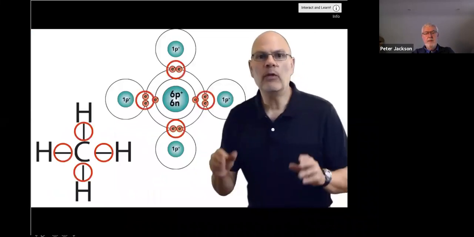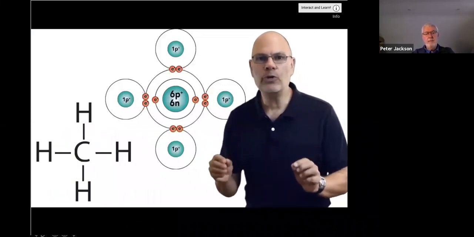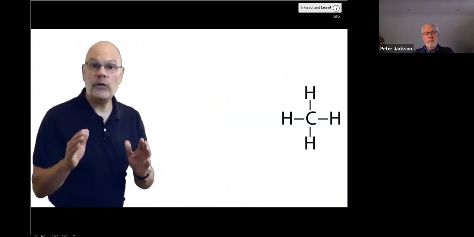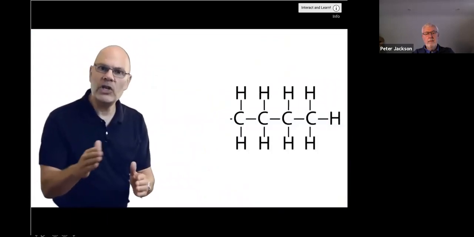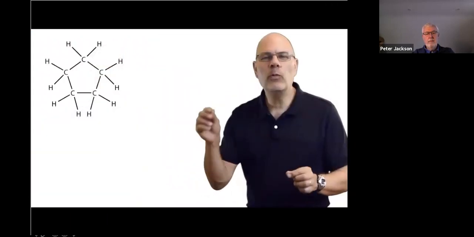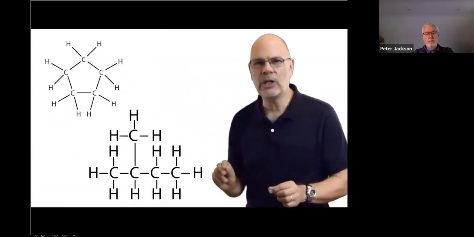Here's carbon forming 4 covalent bonds with 4 hydrogen atoms to form methane. If you can form 4 covalent bonds, you can form chains. You can form rings and also branched molecules.